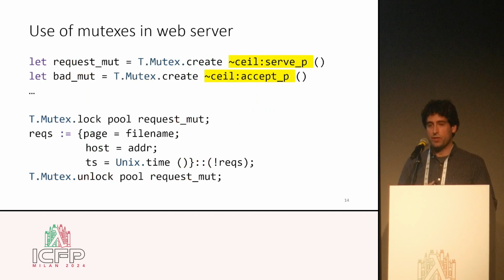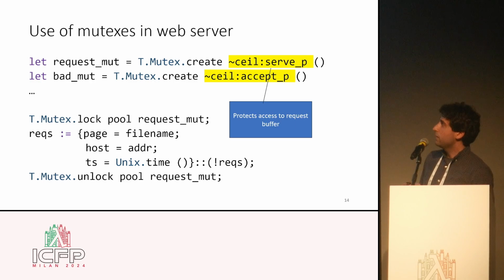Just to show how this works in the web server, we have these two pieces of global mutable state. We have the request buffer, and we have this hash table of bad hosts. So we have two mutexes to protect each of those, and they have two different priority ceilings. Just like with async, we have an optional argument that specifies the priority ceiling. If it's not specified, the priority ceiling just defaults to the highest priority that exists in the system.